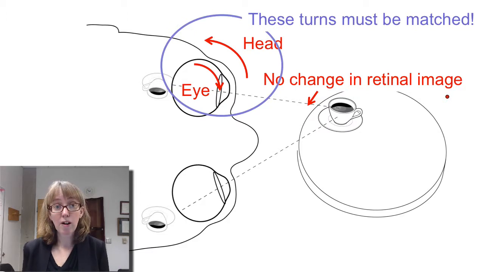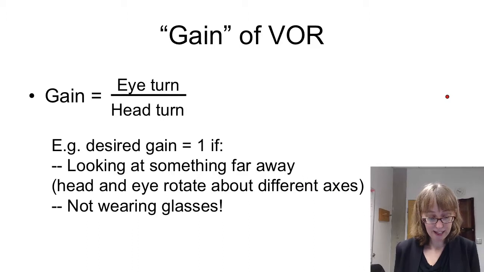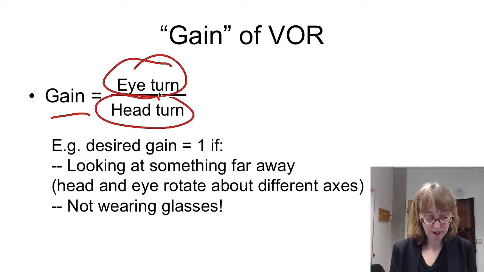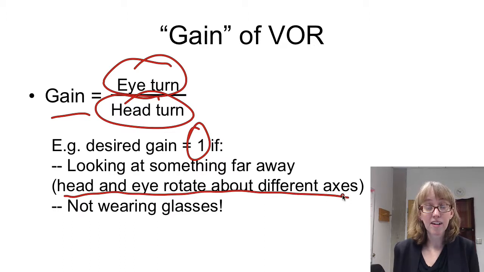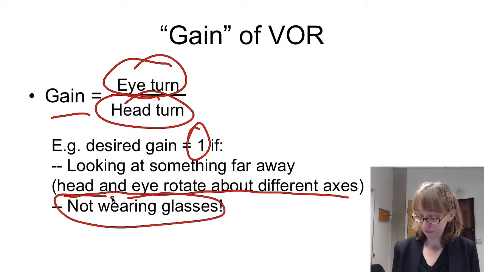The ratio of the desired eye turn to the head turn is called the gain of the VOR, VOR standing for vestibulo-ocular reflex, and it is defined as the amount of the eye turn divided by the amount of the head turn. The desired gain would be 1 if you're looking at something very far away, and that's because the head and the eye actually rotate about different axes, and that matters when something is close, but it doesn't matter as much when things are far away. But the other important factor is whether or not you are wearing glasses.